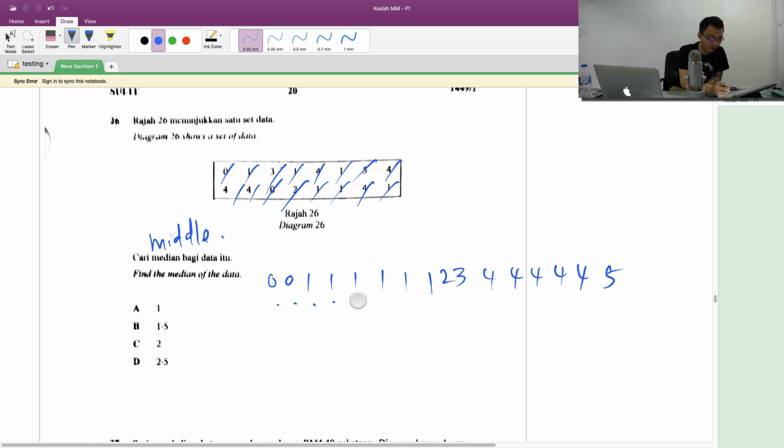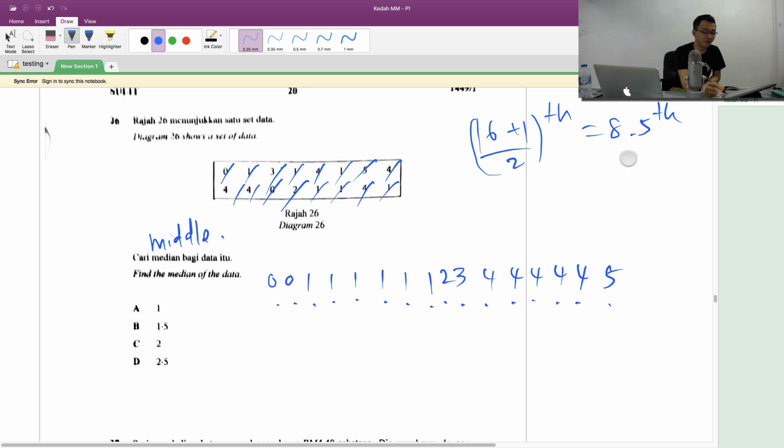1, 2, 3, 4, 5, 6, 7, 8, 9, 10, 11, 12, 13, 14, 15, 16. A 16 number, so the median should be in the middle. 16 plus 1 divided by 2, th. So it's 8.5th. 8.5th means the 8th number plus the 9th number divided by 2.